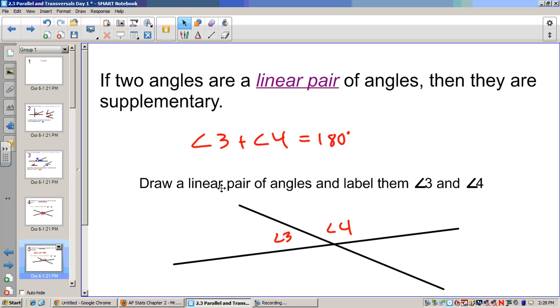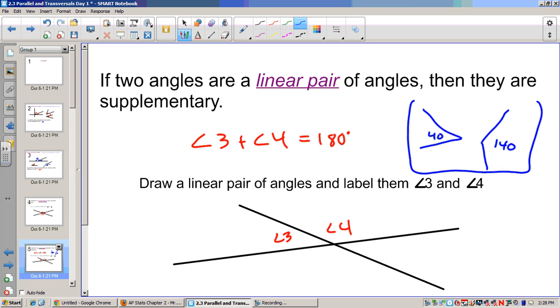The difference between a linear pair and supplementary: a lot of people think that they mean the same thing. However, a linear pair cannot be separated. If I had an angle that is, say, 40 and another one over here that's 140, this is not a linear pair. But these are supplementary, whereas angles 3 and 4 are both a linear pair and supplementary.